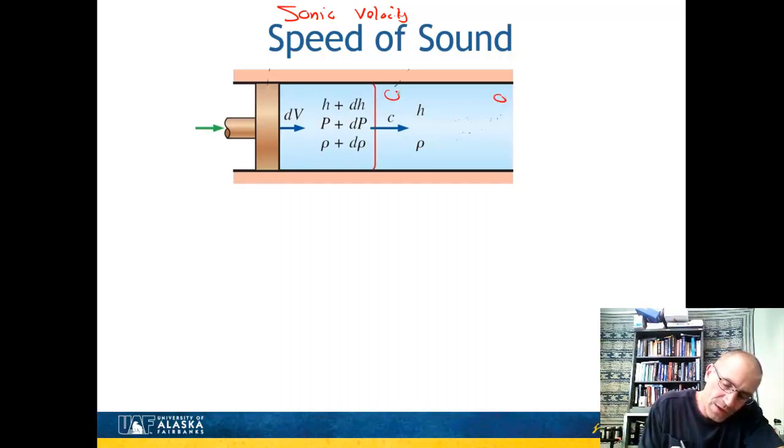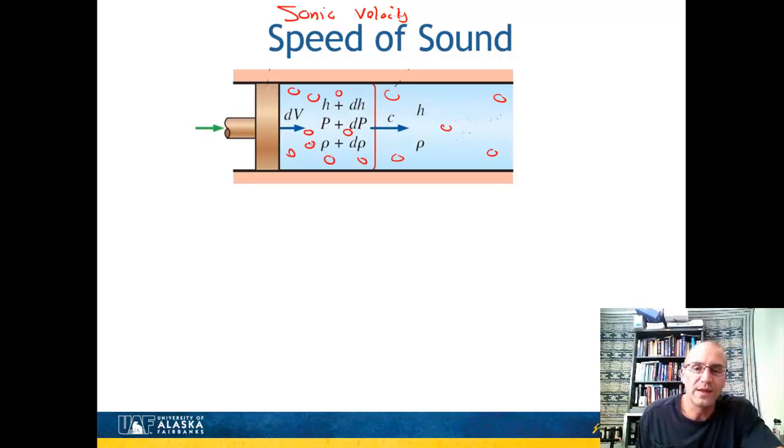So you imagine that I've got some gas molecules over here. If I go ahead and push this forward, I'm going to compress this a little bit, and it's going to be slightly higher density on the left-hand side than the right because I went ahead and compressed it.